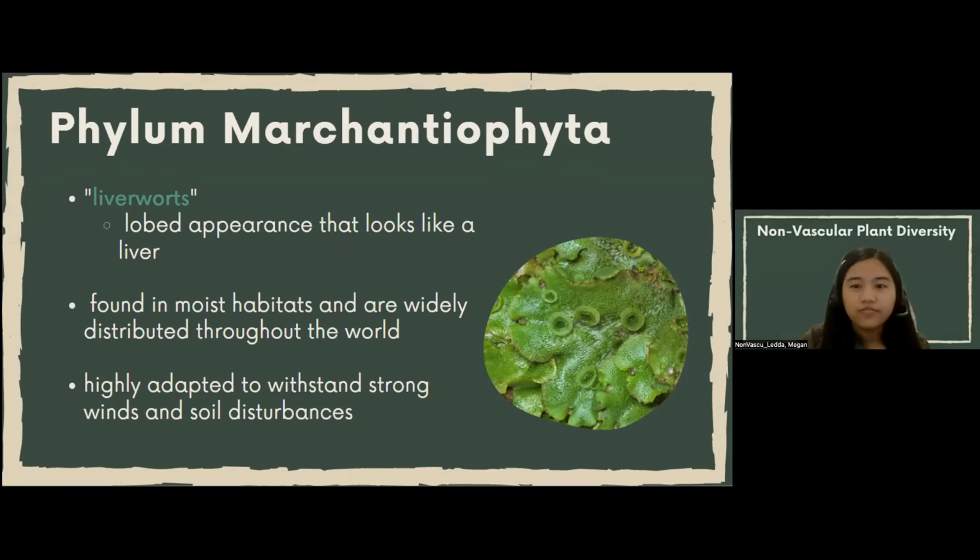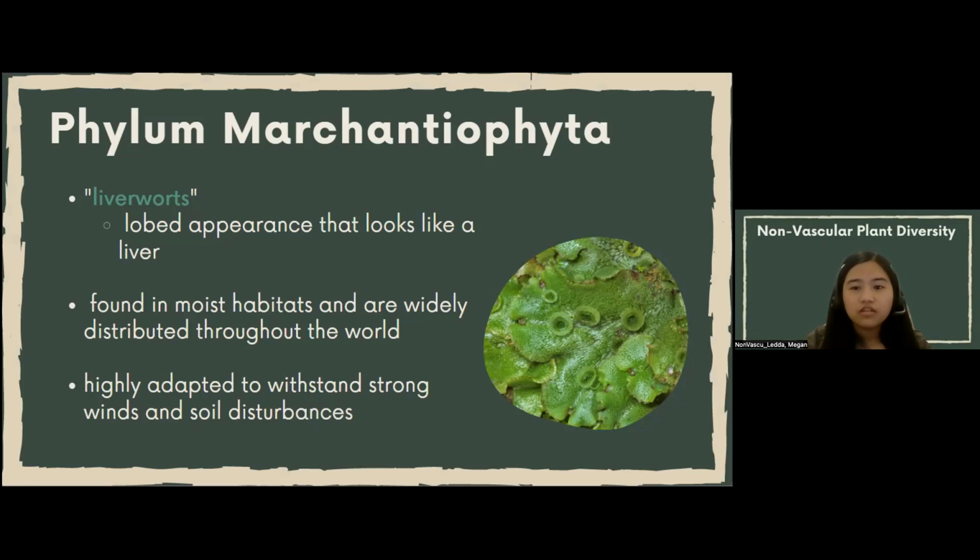For the second phylum, we have the phylum Marchantiophyta, which is commonly known as liverworts. This was a reference to the lobed appearance that looks like a liver. It harkens back to a time when people believed that God put a signature to indicate what they were meant to heal. And since it looked like a diminutive liver, they believed that it was meant to cure sick livers.